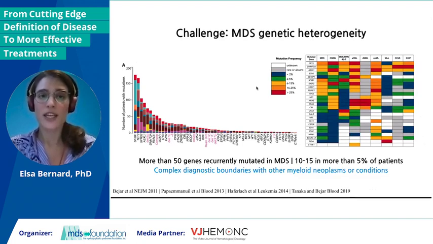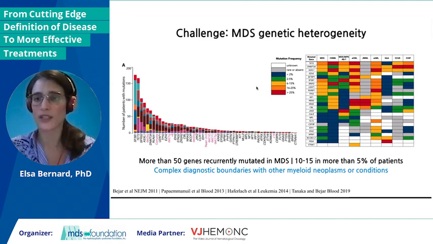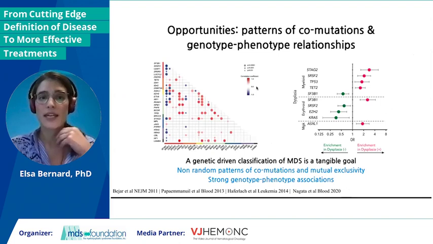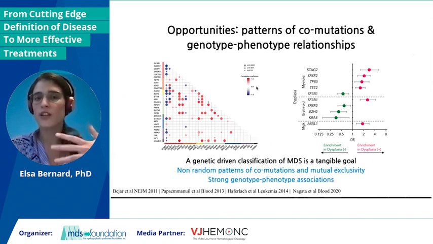Another challenge is that most mutated genes in MDS are not specific, and they are also found in other myeloid neoplasms, or other conditions such as CHIP, clonal hematopoiesis of indeterminate potential. So in aggregate, MDS mutations tend to be not frequent enough or not specific enough to serve as presumptive evidence for MDS. Yet, as we improve our understanding of the genetics and pathobiology of the disease, there are opportunities to build a genetically driven classification for MDS.